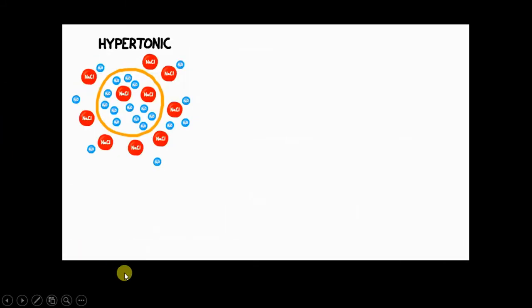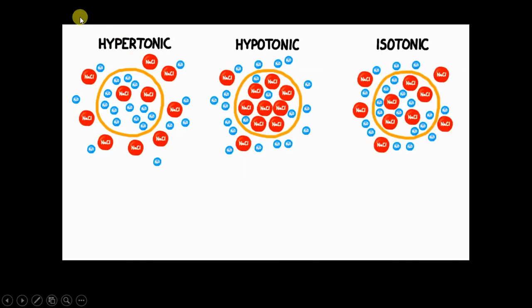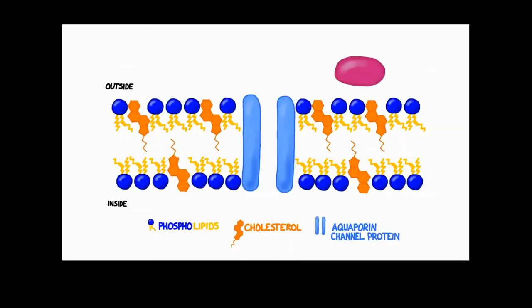Function properly. We're going to explore what happens when you place a cell in a solution that is much more salty, hypertonic, much more watery, hypotonic, or has an equal salt concentration, isotonic. Remember that cell membranes are selectively permeable. They allow certain particles to pass through, but not others. Usually, larger molecules can't fit through the membrane without special channels.